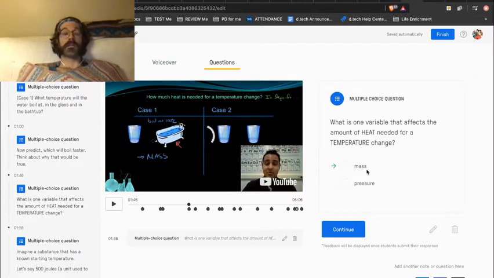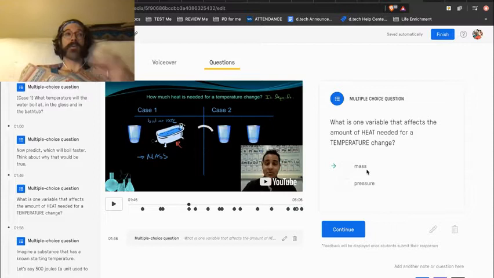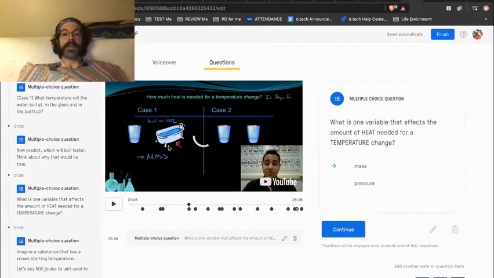What is one variable that affects the amount of heat needed for a temperature change? In this case, we're talking about mass, because mass is a representation of how much stuff you have, how many particles of the substance you have. So if we're talking about the water, if you have more water particles, you have more mass. And so that is a variable that affects how much heat you'll need to have a temperature change.